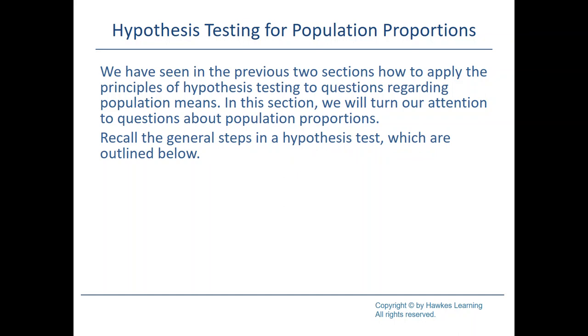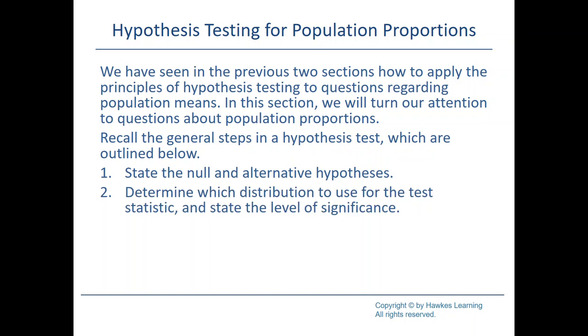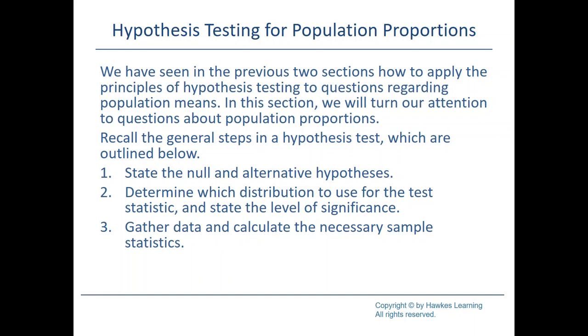Recall your general hypothesis test outline. The first thing you want to do is state the null and alternative hypothesis. Step 2 is you have to determine what distribution is happening. So what type of test statistic am I looking at? How is that level of significance being stated, and all that? Step 3 is where you gather your data. This is again normally found in your problem, and you calculate the necessary sample statistic. And step 4, draw the conclusion and interpret it.